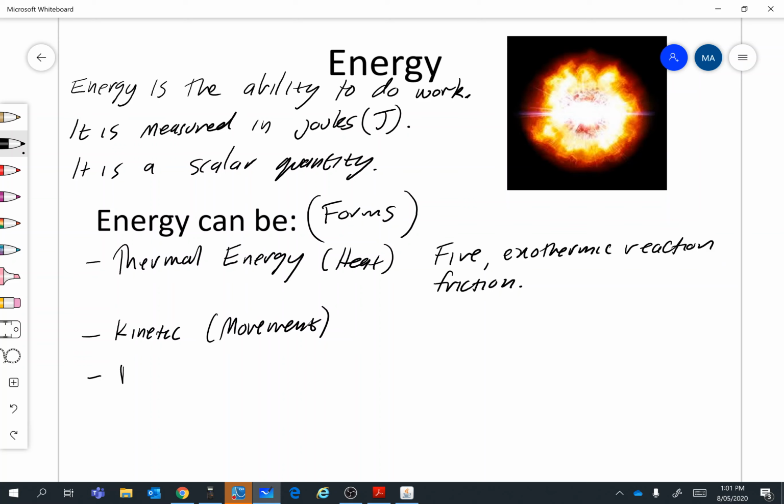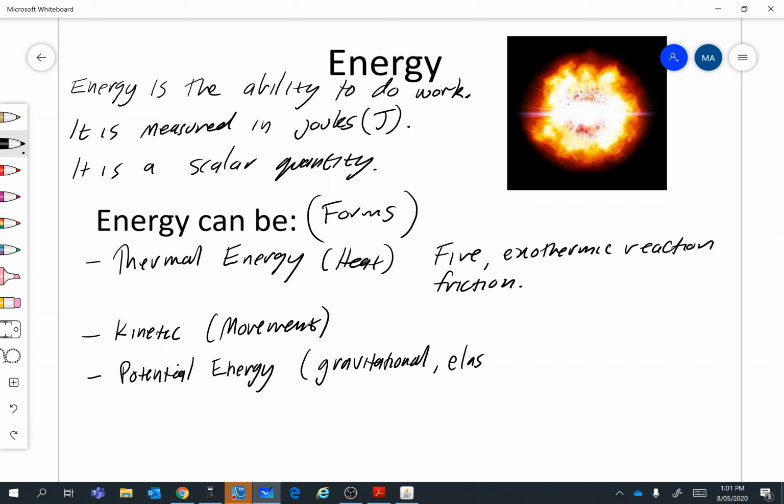We also have potential energy. Now, there are several forms of that, which I'll detail. Gravitational potential energy. Okay, so when we lift objects above the Earth's surface, we're producing gravitational potential energy, because they then would have the ability to fall, which would convert into kinetic energy.